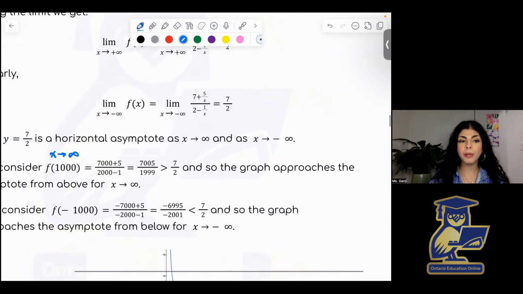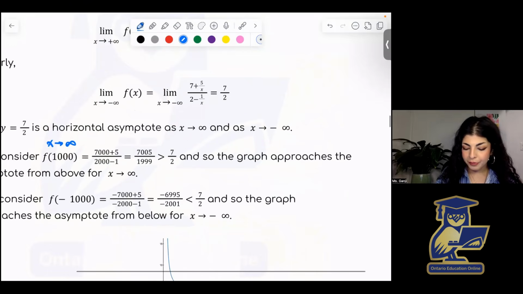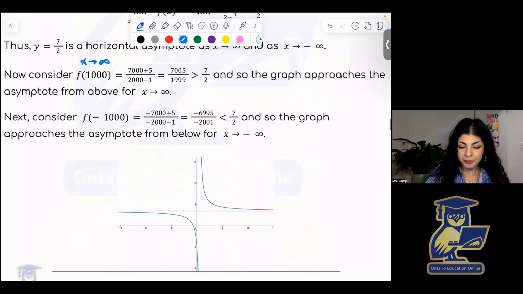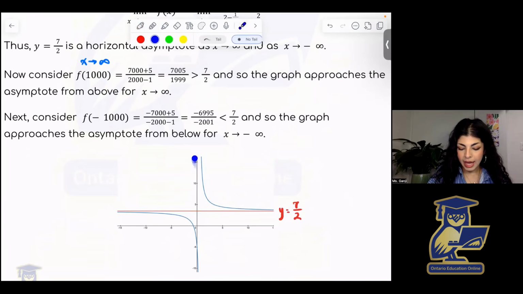So the graph approaches the asymptote from above because of this inequality where this is greater. On our graph, I'll show you, I have the graph below here. If this is y equals 7 over 2, we see that we are approaching from the top. So these values are greater than 7 over 2 for large values of x.